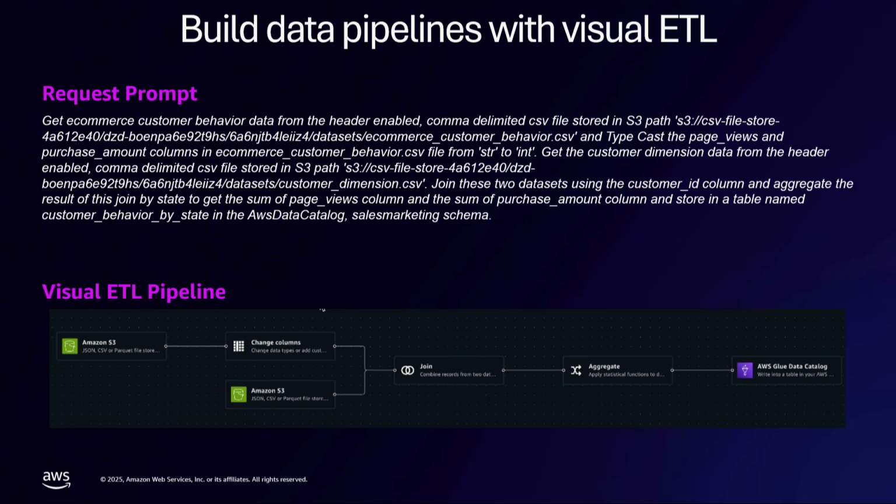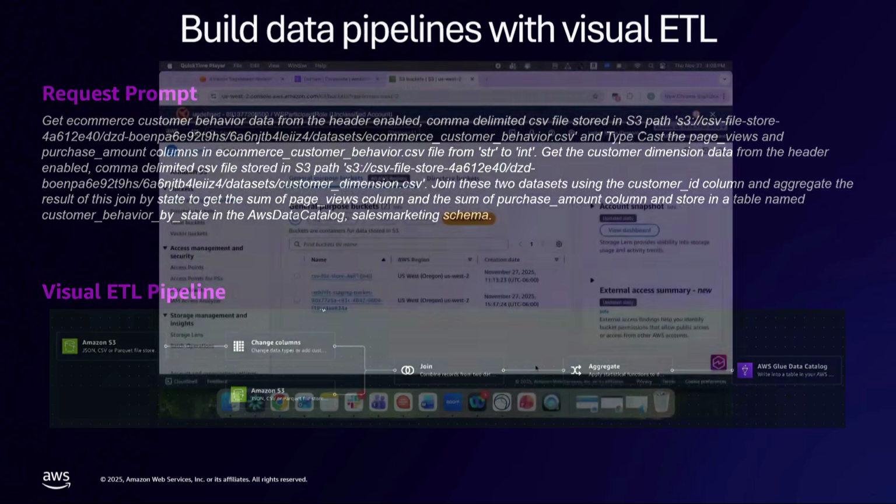So now let's look at the second demo, where we wanted to highlight that you can auto-generate a visual ETL pipeline by giving a simple prompt. The top part is the prompt we will give, and the bottom is what we expect the chat assistant to create for us. Let's see the demo.